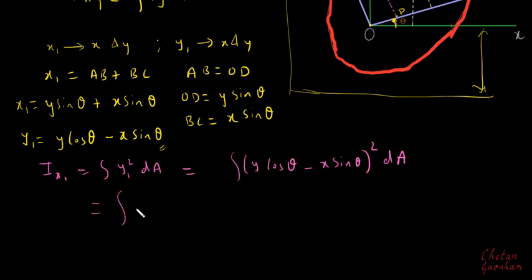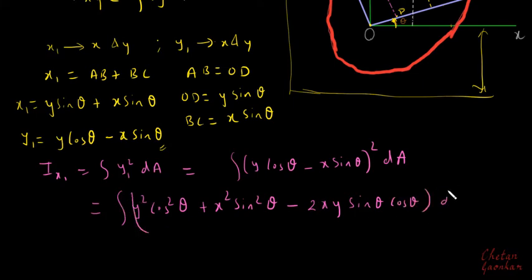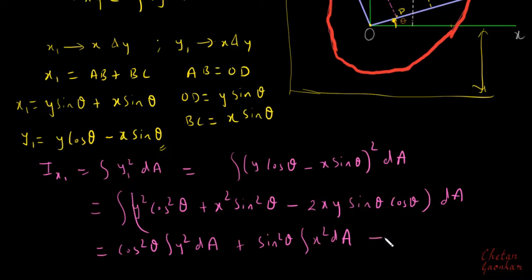Now if I expand this further, I should get this expansion, this will be integral of y square cos square theta plus x square sine square theta minus 2 times xy sine theta cos theta multiplied by dA. So further, if I do the simplification, I should get this as cos square theta integral of y square dA, plus this term should be sine square theta into integral of x square dA, and then further this will be minus sine theta cos theta, and we have this 2 here, and then integral of xy dA.